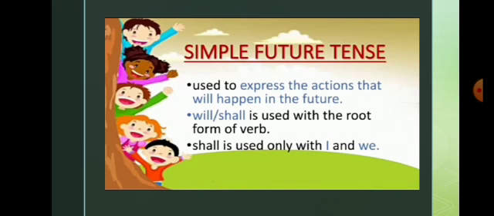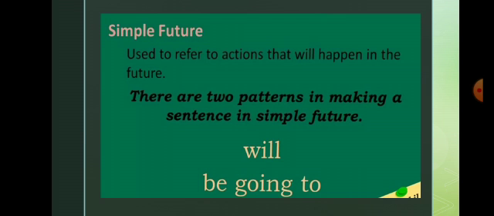Now we will shift to the simple future tense. What is future? It will happen in the future. It is used to express actions that will happen in the future. What verb can we use? Will or shall can be the root verb. For shall you can use I and we. For will, they, he, she, it, for all these pronouns we can use will. If it is compulsory, you can use I will, we will also. Got it, children? Yes. Here it refers to actions that will happen in the future.